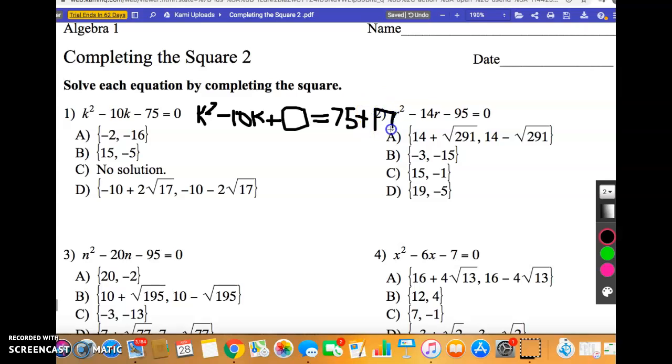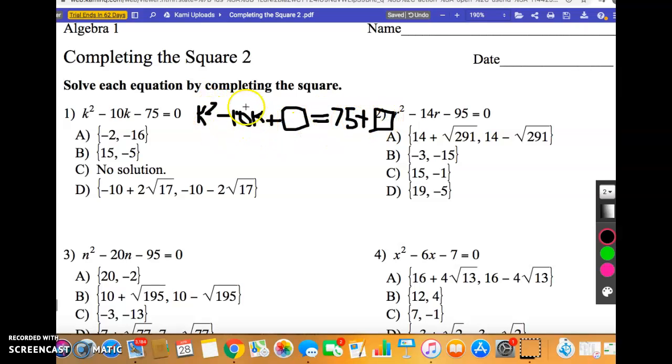So the reason why I put two boxes is because whatever you add on this side, you have to also add on this side. So notice everything is the same. I just moved literally the -75 that was there. I moved it to the right, and I put it in the two boxes. Right, so we start there.